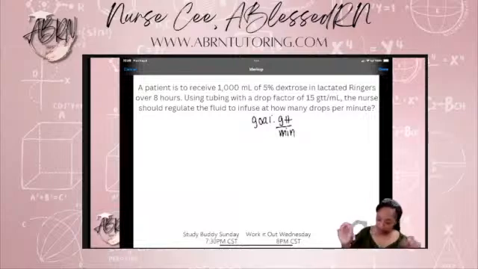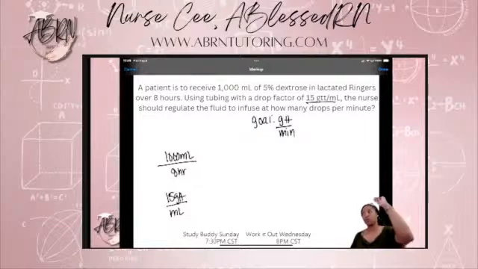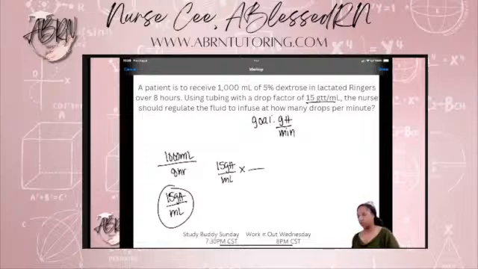So our volume over time is 1,000 milliliters over 8 hours, okay? And then we've got a drop factor of 15 drops per ml, and that's all the puzzle pieces it gives us, okay? So what we need to do now is start with what we're looking for. If we want drops on the top and minutes on the bottom, then we start with our drops. This puzzle piece right here has 15 drops per milliliter, and your drop factor is always going to be how many drops does it take to give a milliliter of medicine or solution, okay?